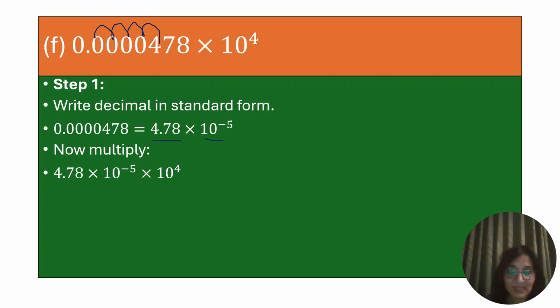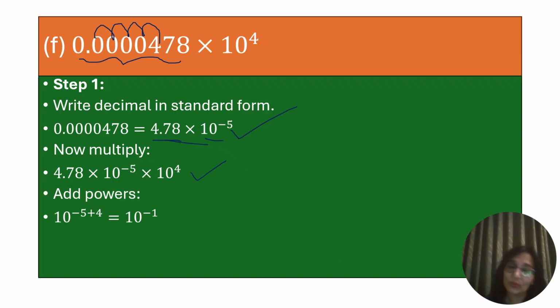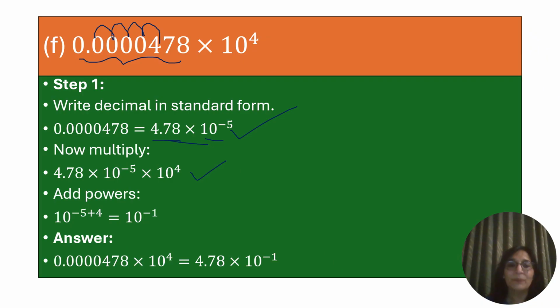Now you need to multiply. You have already rearranged this and brought this part. Now you need to multiply with 10 to the power 4. What is the next step, students? You need to add the powers, that is 10 to the power minus 5 plus 4. That gives you 10 to the power minus 1. So what is your final answer? Your final answer will be 4.78 into 10 to the power minus 1.